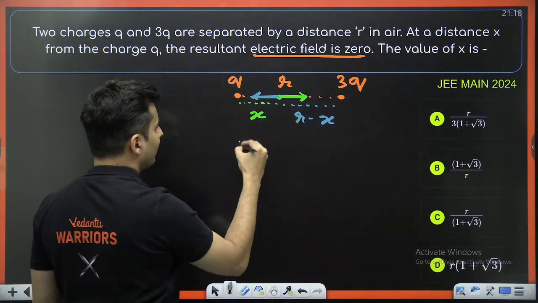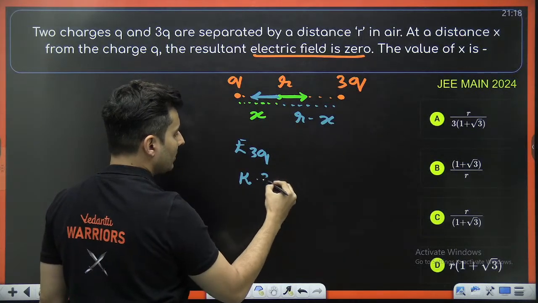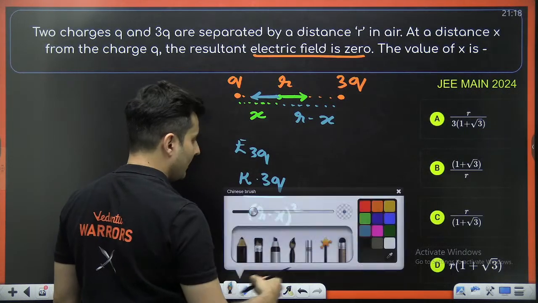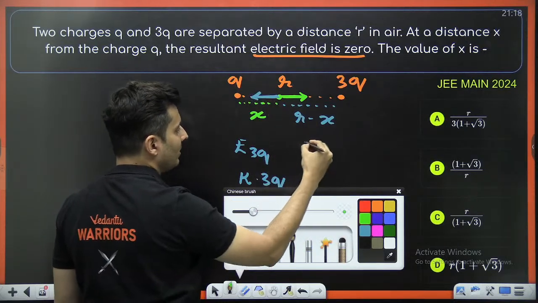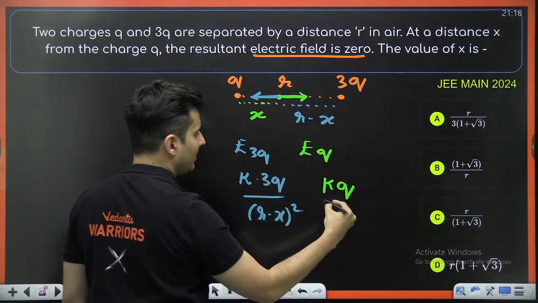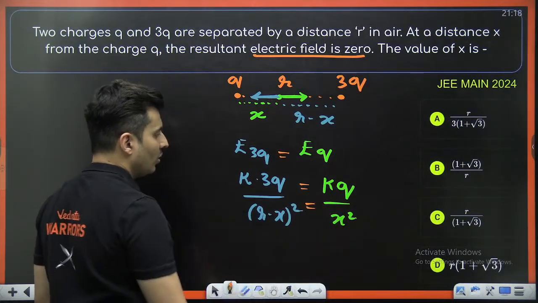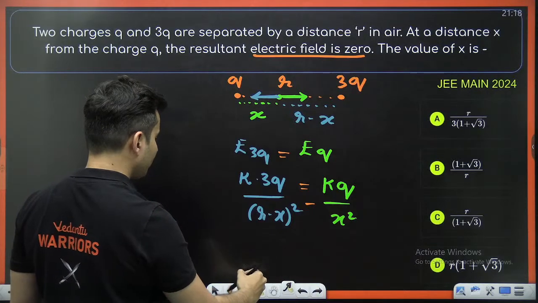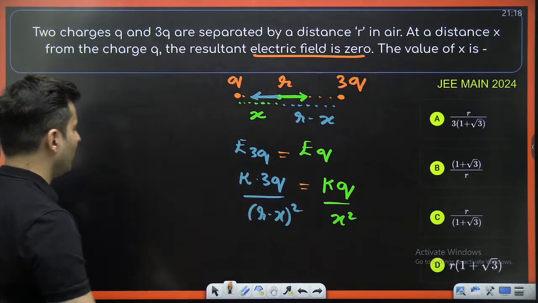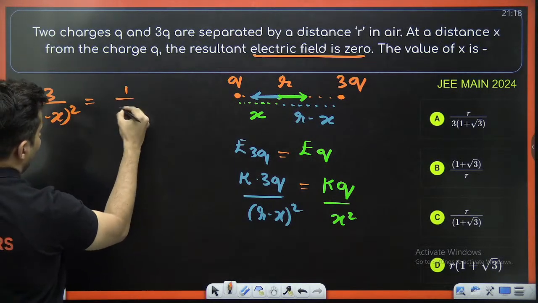So what is the electric field due to the 3Q charge? This way, it will be K into 3Q divided by this distance, which is r minus x whole square. What is the field due to Q charge over here? It is KQ divided by the distance x, so x square. Obviously, both of them must be equal. So K cancels, Q cancels. So 3 by r minus x whole square is equal to 1 by x square.